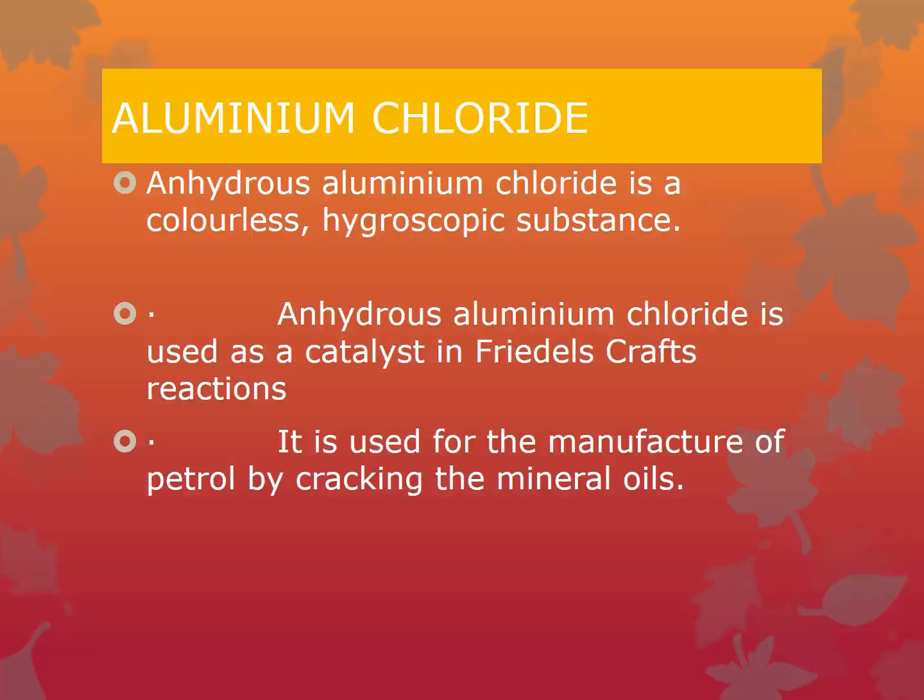When aluminium metal or aluminium hydroxide is treated with hydrochloric acid, aluminium trichloride is formed. The reaction mixture is evaporated to obtain hydrated aluminium chloride. It is used for the manufacture of petrol. It is also used as a catalyst in the manufacture of dyes, drugs and perfumes.